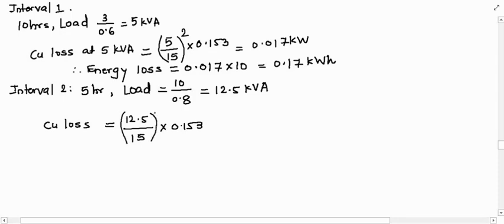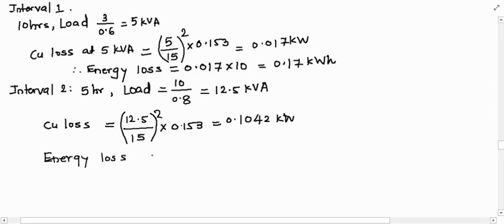But here we have to take the square, because my copper loss is directly proportional to current square, and my kVA is directly proportional to current. So that's why I have to take the kVA square here. So you will get 0.1042 kilowatt. Then I will now find out the energy loss.